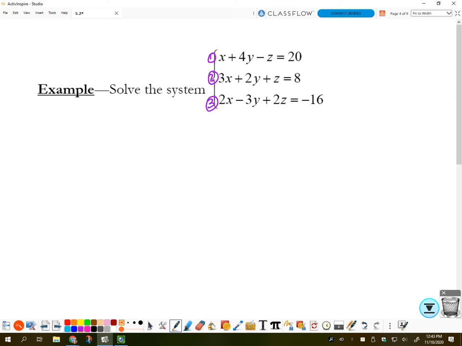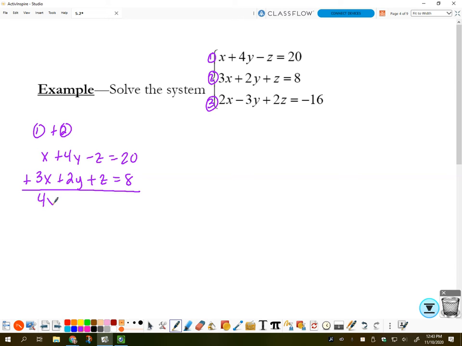So my first thought is I can just add equation 1 to equation 2, and I'm going to get rid of the z's. So we just add these together, we get 4x plus 6y, no z's, equals 28. Now this hasn't helped me other than I have a shorter equation. So I'm going to call this equation A and hold on to it for a minute.